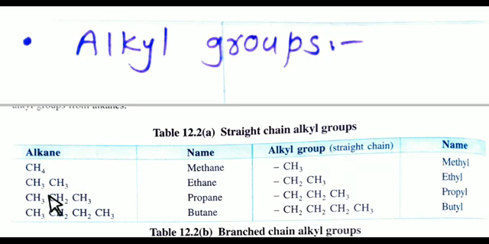Same here, ethane, CH3, CH3. One hydrogen atom is removed, so it becomes CH3, CH2, and it will become ethyl. Again here, CH3, CH2, CH3. Whenever one hydrogen atom is removed from the alkane, it is changed into an alkyl group. From methane it will become methyl, ethane, ethyl, propane, propyl, butane, butyl. So these are the straight chain alkyl groups.